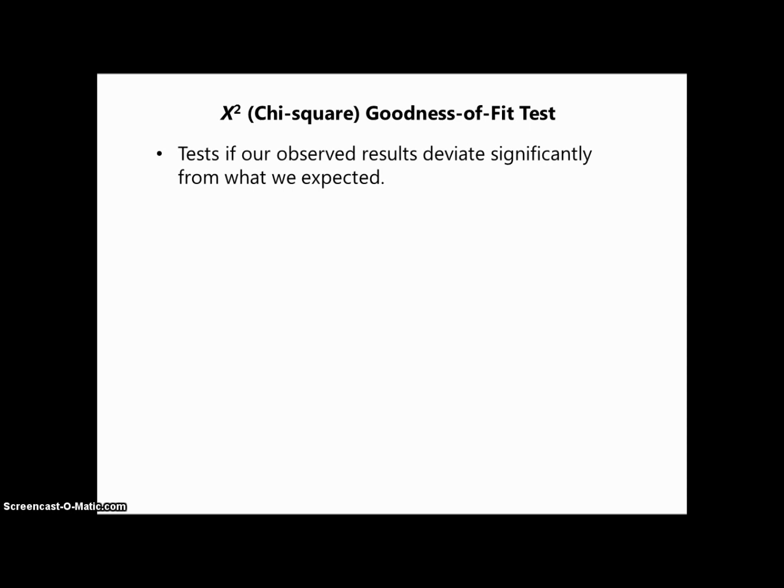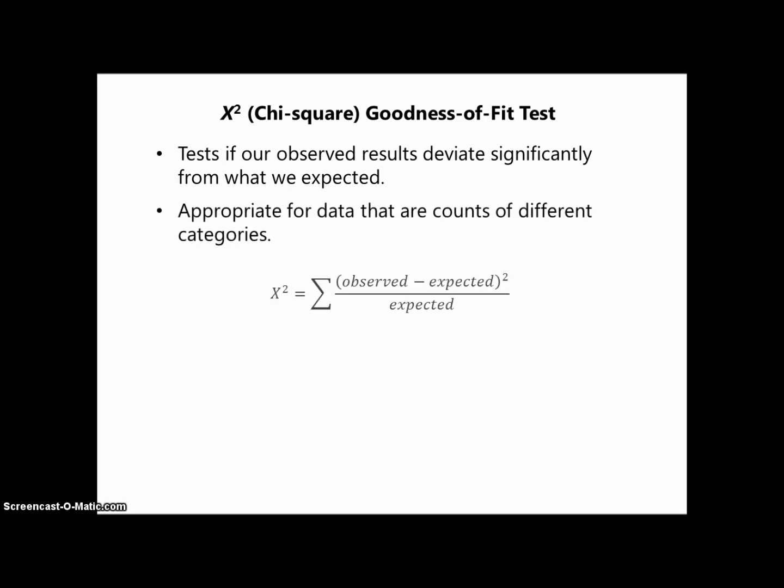So this is a goodness of fit test. Goodness of fit tests are generally used with data that are counts of things: number of eggs, number of pink flowers, number of scales. Those are all types of data that are appropriate for a goodness of fit test, such as the chi-square test, because they are counts and they are single integer data. Our chi-square test tests if our observed results deviate significantly from what we expect, and again, it is appropriate for counts of different categories specifically.